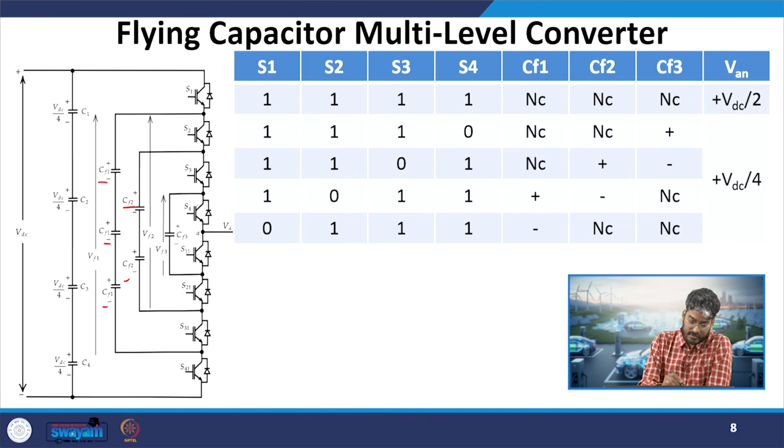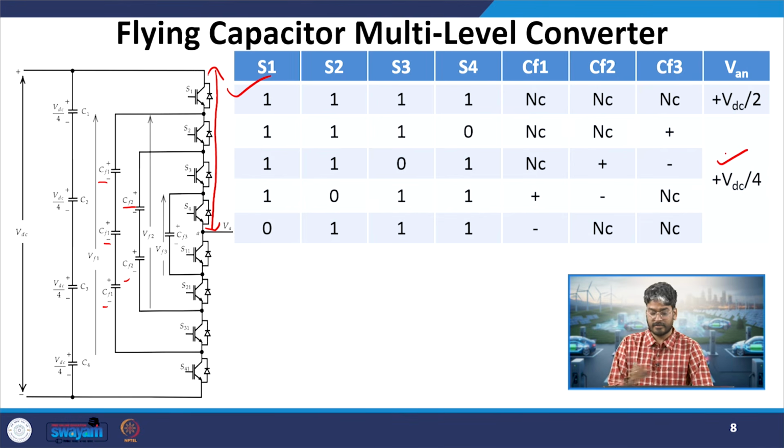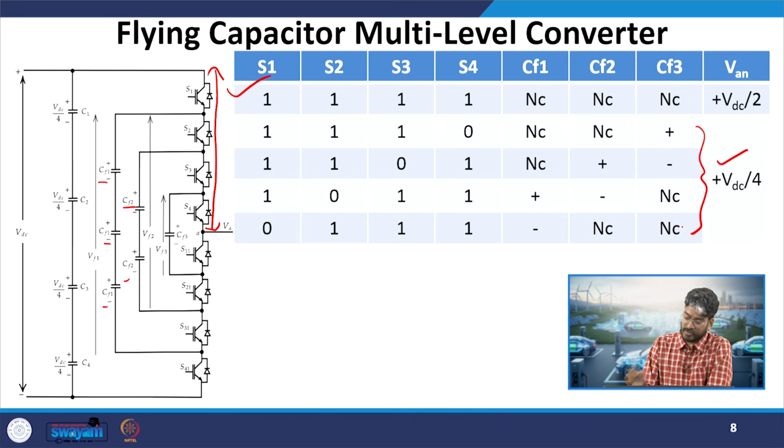We have seen the switching combination for plus VDC by 2. Here we do not have any redundant combination for plus VDC by 2. That is, one particular combination will give us the VDC by 2 voltage, that is, all the 4 upper switches are on. So the positive bus will be connected to the output terminal, and we will get plus VDC by 2 at the output stage. Then we have seen the combination for plus VDC by 4, where all these 4 combinations which are listed over here can be used to generate plus VDC by 4, and the status of various capacitors are shown over here.